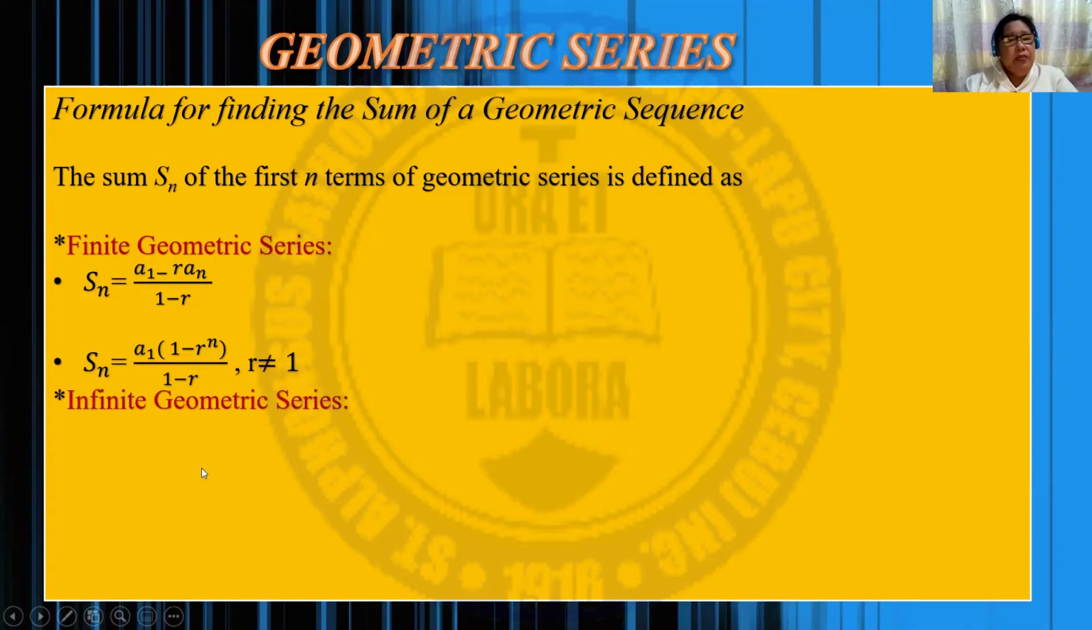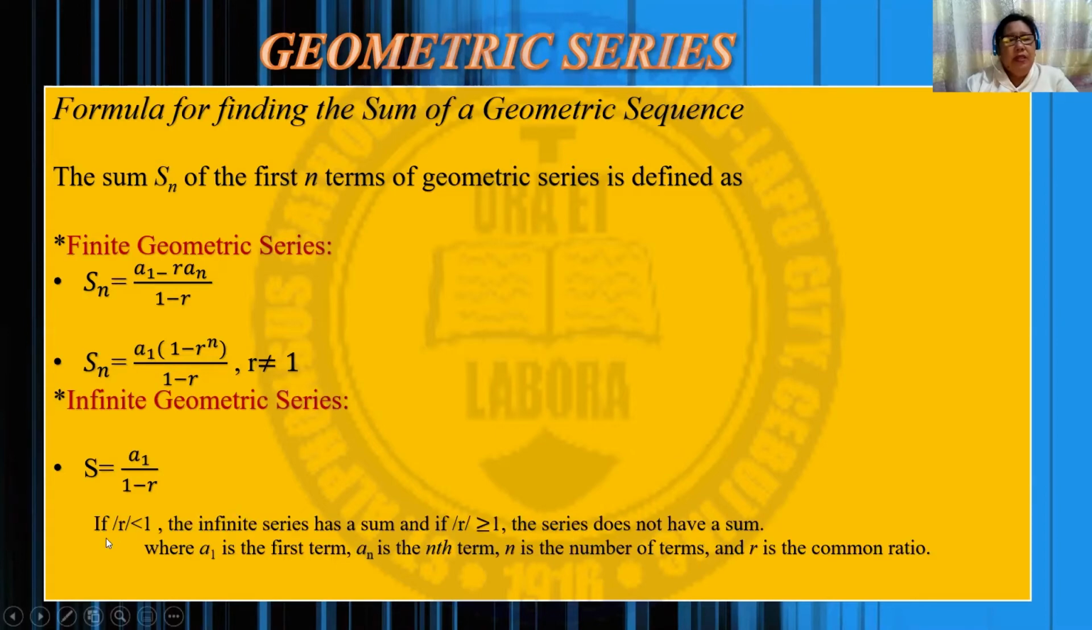For infinite geometric series, we have S is equal to a sub 1 over 1 minus r. In infinite geometric series, if the absolute value of r is less than 1, the infinite series has a sum. And if the absolute value of r is greater than or equal to 1, the series does not have a sum. Here a sub 1 is the first term, a sub n is the nth term, n is the number of terms, and r is the common ratio.